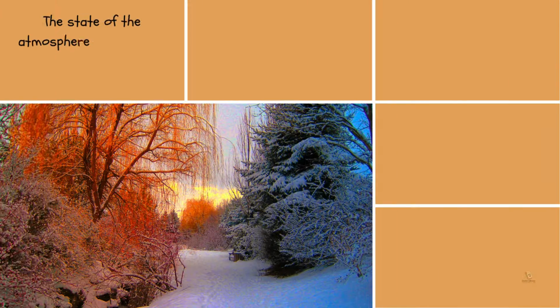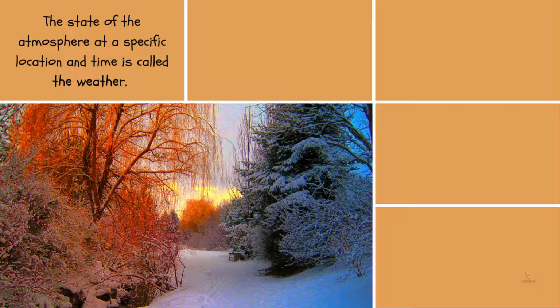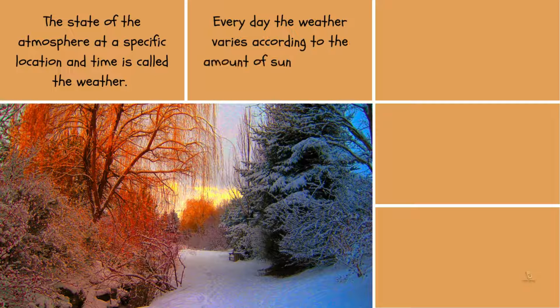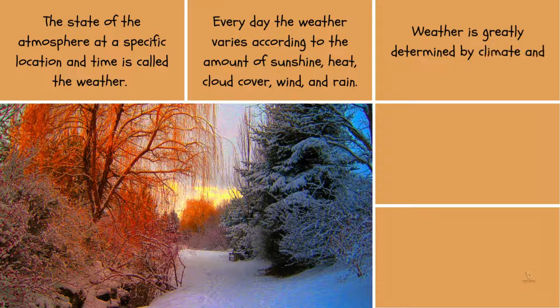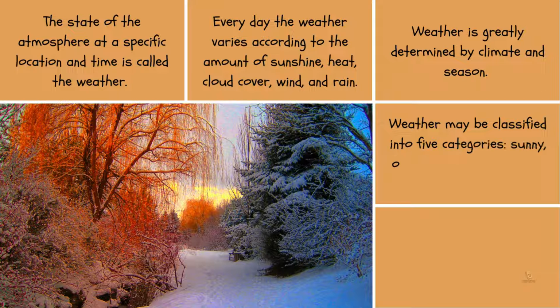The state of the atmosphere at a specific location and time is called the weather. Every day the weather varies according to the amount of sunshine, heat, cloud cover, wind, and rain. Weather is greatly determined by climate and season. Weather may be classified into 5 categories: sunny, overcast, windy, rainy, and stormy.